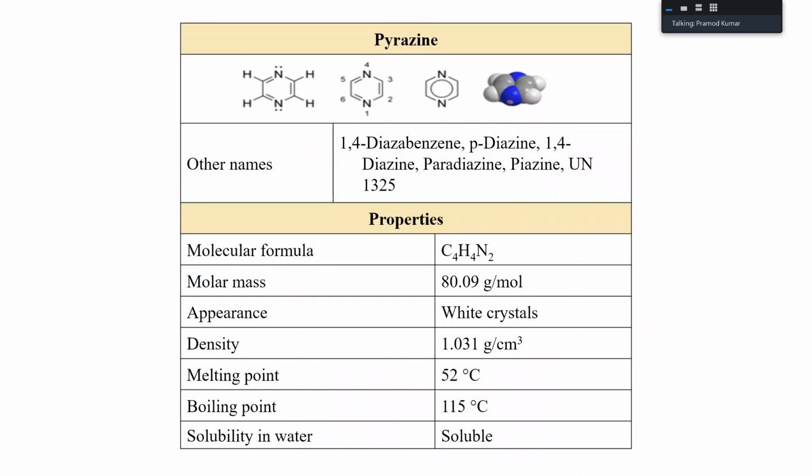So the third diazine is 1,4-diazine. That is known as pyrazine. Very important when you are studying medicinal chemistry. Pyrazine, 1,4-diazine. It is also known as 1,4-diazabenzene or para-diazine. Molecular formula is C4H4N2 and boiling point is around 115. It is soluble in water.